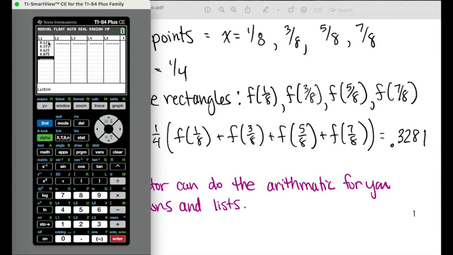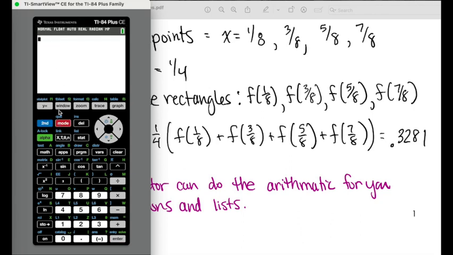So these are the midpoints, and these are the values that we're going to use to plug into the function to find the heights of the rectangle. Now remember that this is in list 1. It's important to remember what list you put it in. So we're going to go back to the home screen.